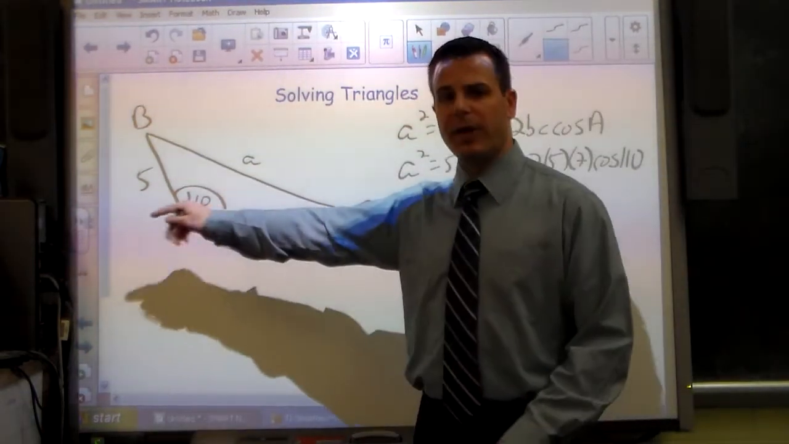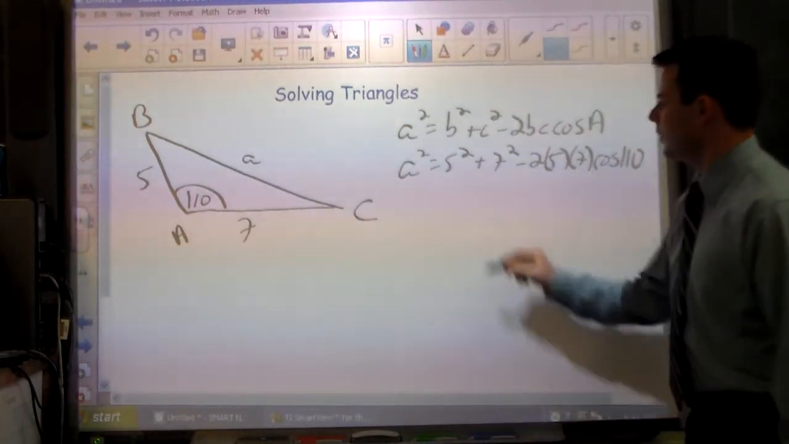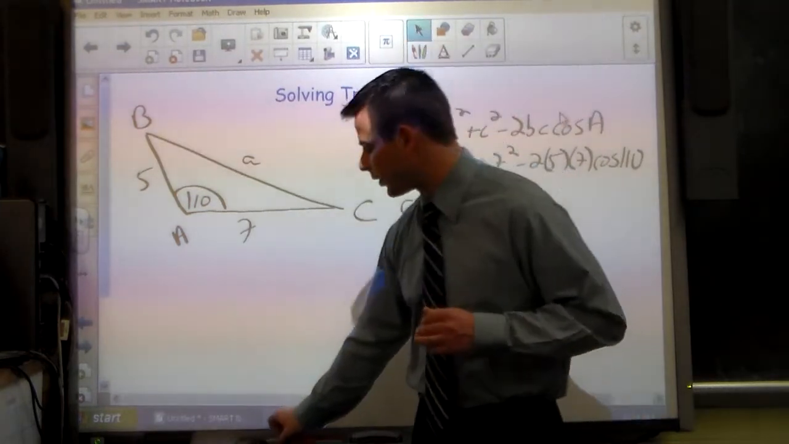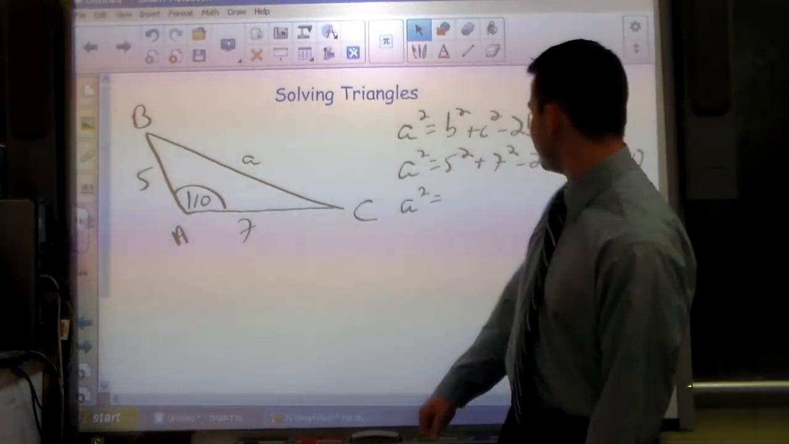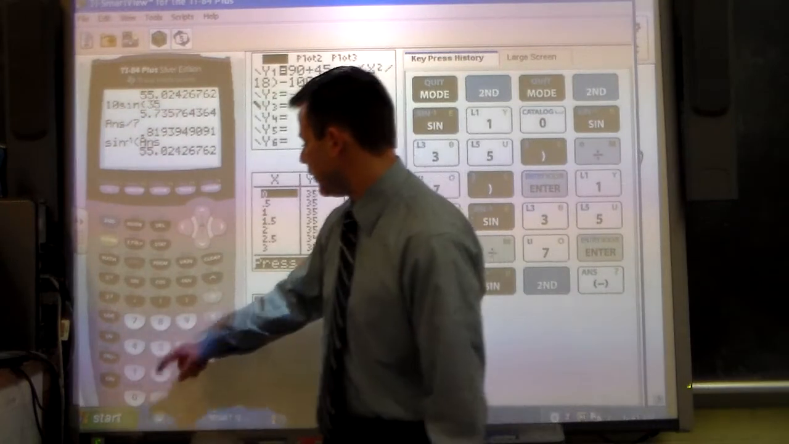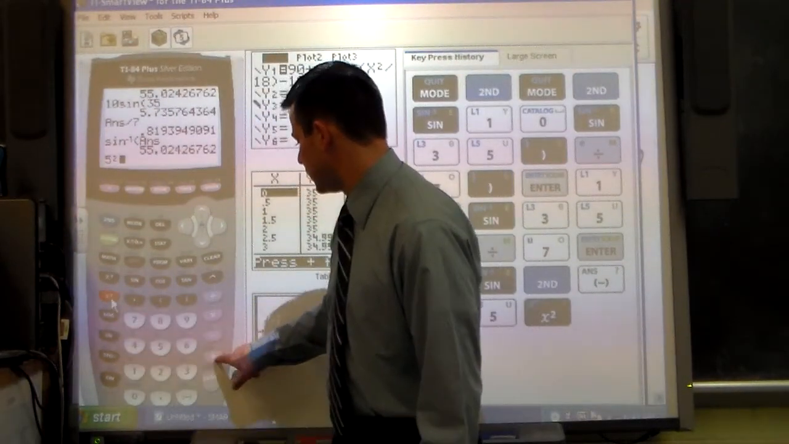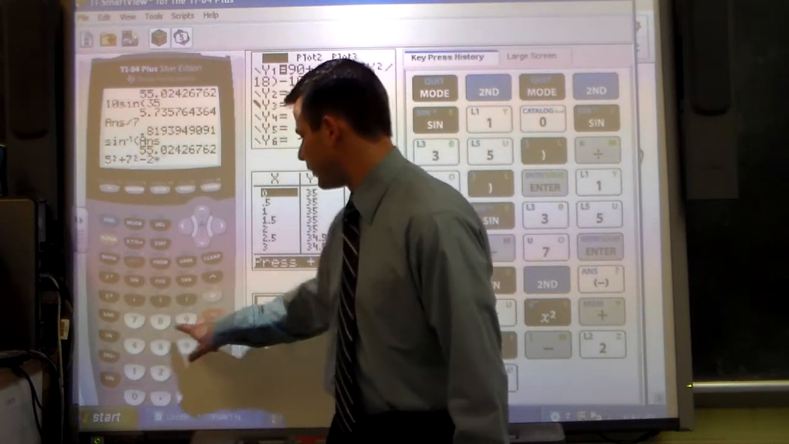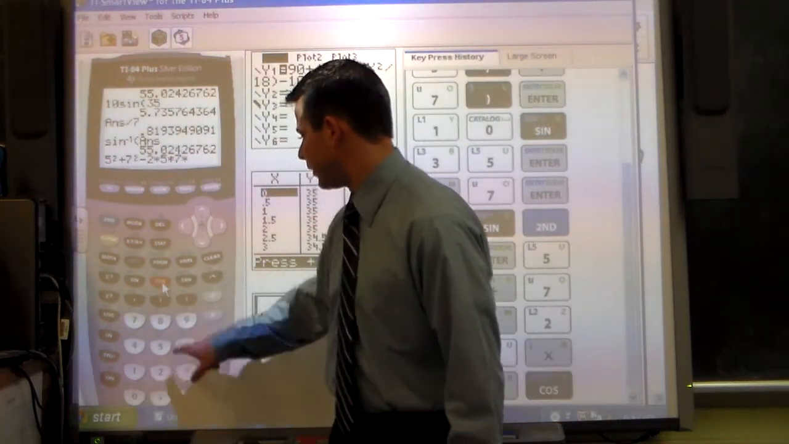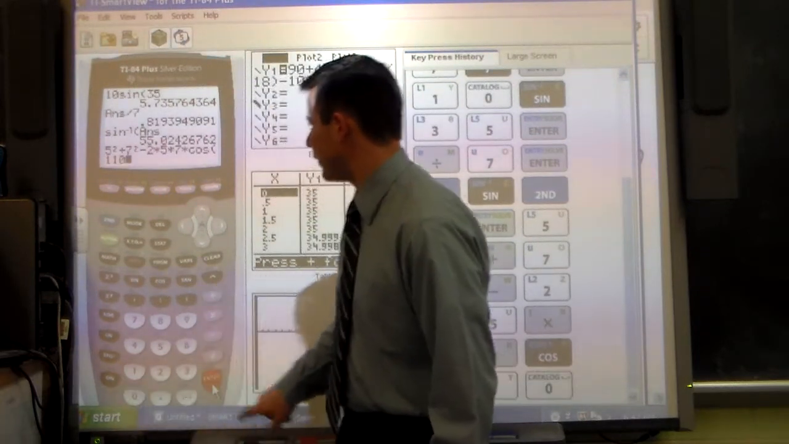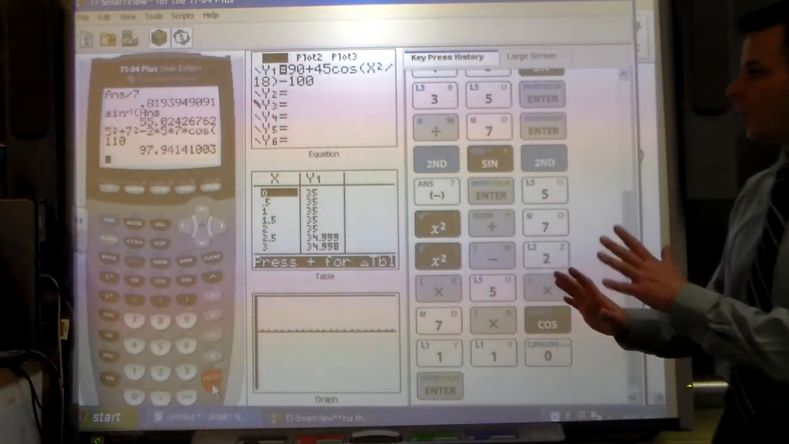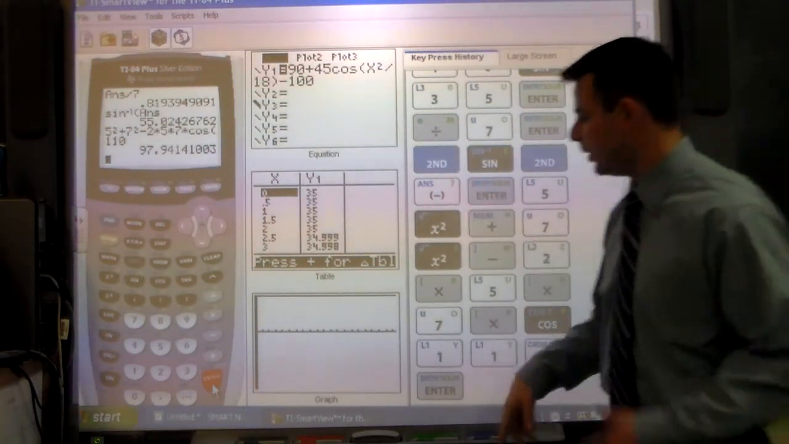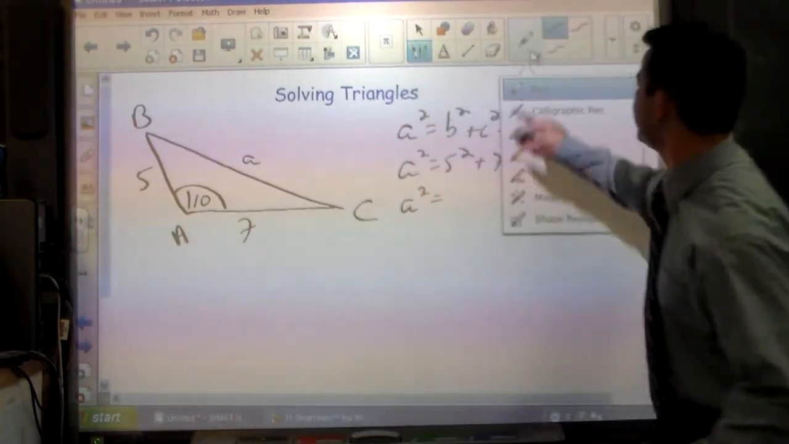These are not special right triangle values, so we're going to round to the nearest hundredth here. So let's plug this into the calculator just the way it looks, if your calculator is in degree mode: 5 squared plus 7 squared minus 2 times 5 times 7 times the cosine of 110. Enter. Just remember, this is what a squared equals. And we're going to write 97.94, but we're going to take the square root of the answer.